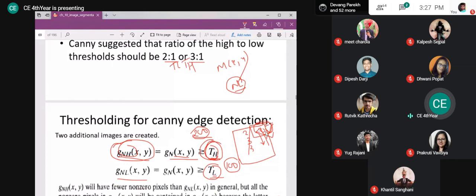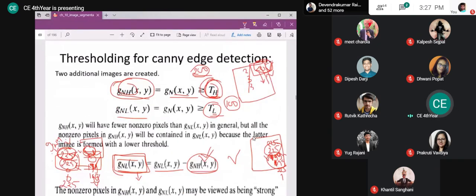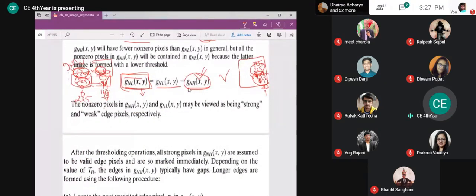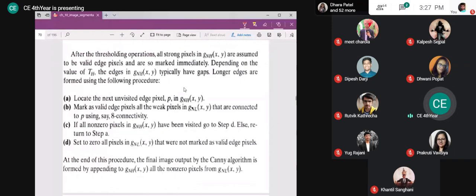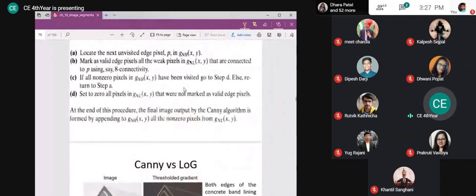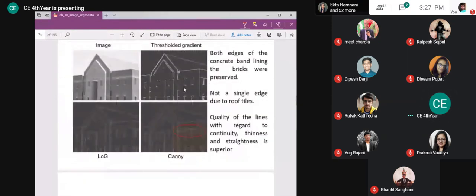If it is in 8-connectivity of my strong edge, possibly an illumination issue or noise issue has created that trouble, and that's why I should consider it as part of my edge. Right, so that is the algorithm. You can read it. Implementation is not necessary to apply like this. You can have your implementation in your own way, but the concept should be the same, right?